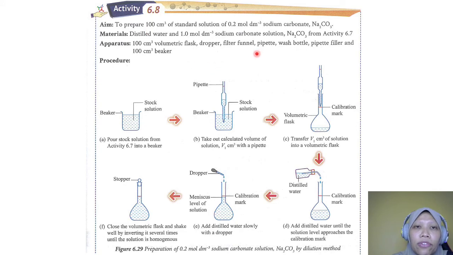And then dropper, filter funnel, pipette, wash bottle, pipette filler and 100 cm3 of beaker. Okay, the apparatus is more or less the same. So let's see how we do it.